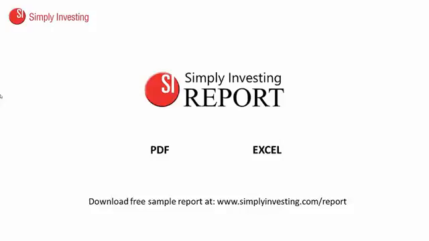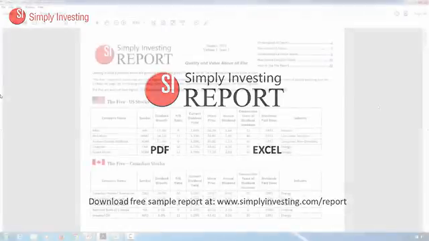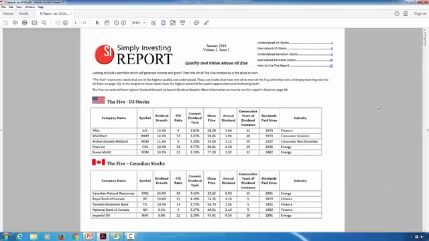So let's jump into the Simply Investing report. We'll look at the PDF first, and then we'll look at the Excel file. Up on the screen now is the Simply Investing report in the PDF format. You'll notice on the first page, we have a list of 5 US stocks and a list of 5 Canadian stocks.